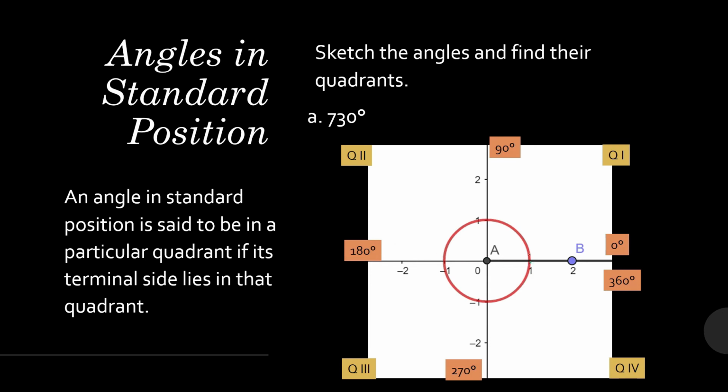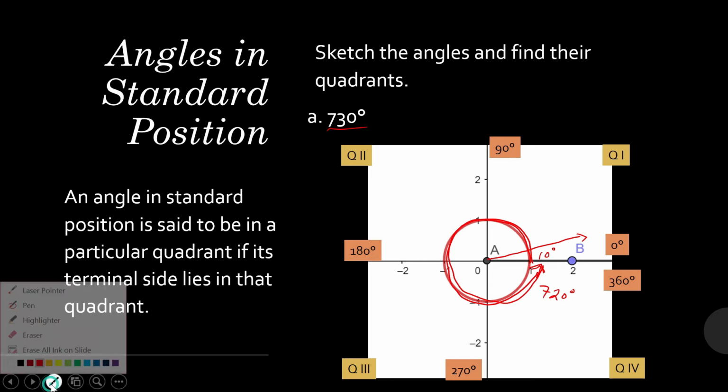One complete revolution is 360 degrees. So to get to 730 degrees, you will make 2 revolutions. But 2 revolutions is 720 degrees, and this one is 730. So you will make an extra rotation counterclockwise that is equal to an extra 10 degrees. So 10 degrees plus 720 degrees is equal to 730 degrees. So obviously our angle is in the first quadrant.